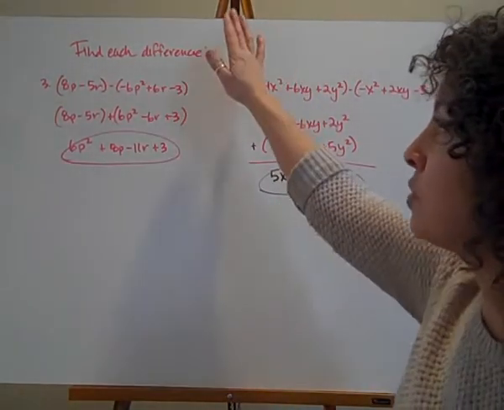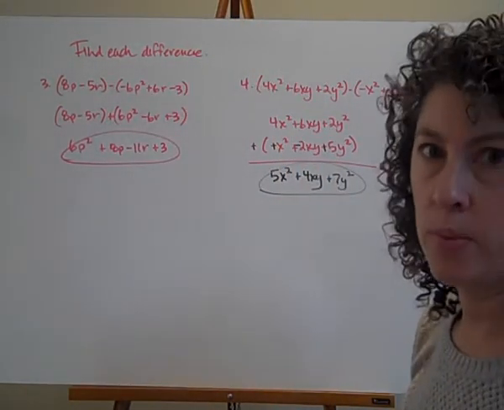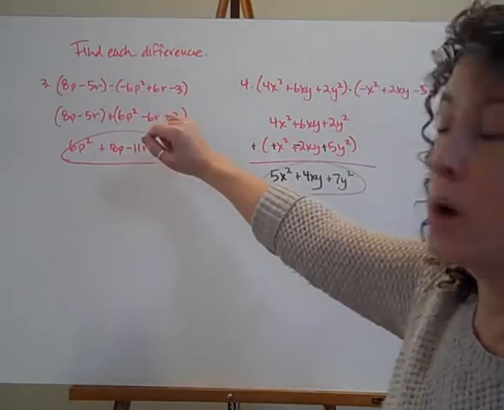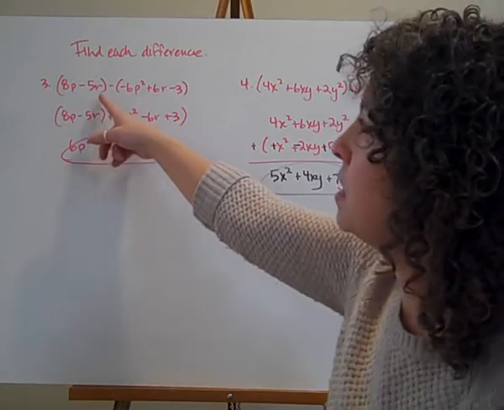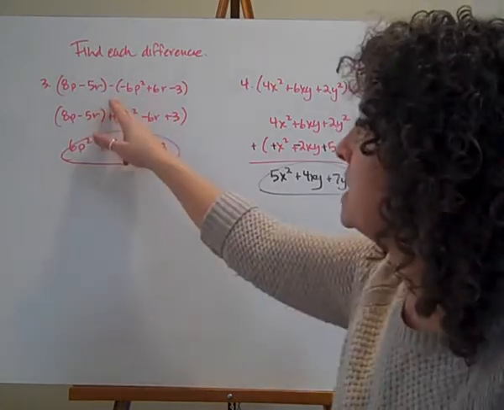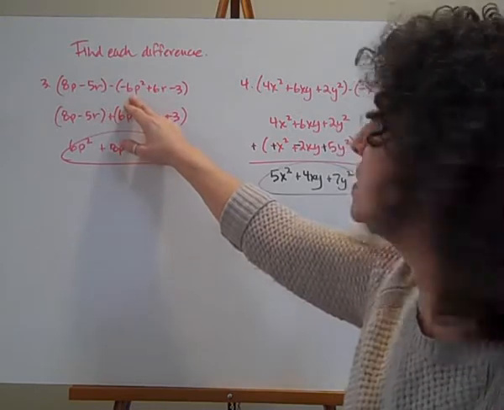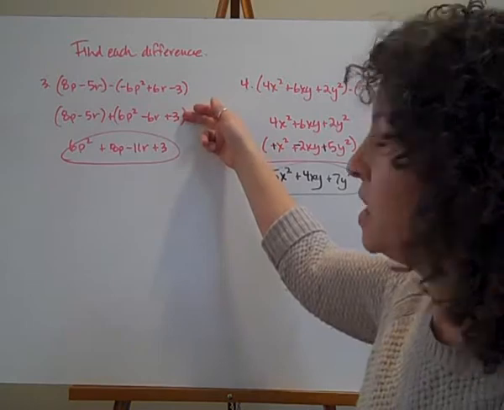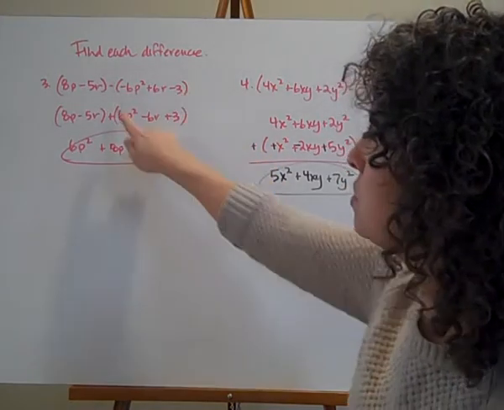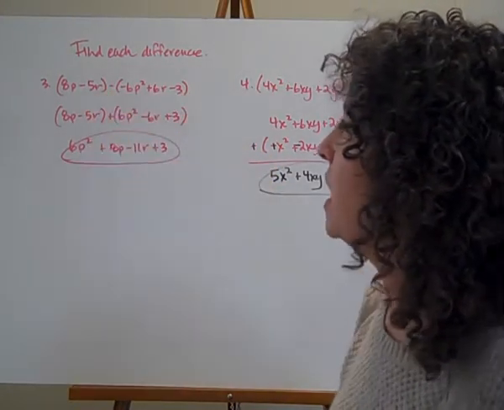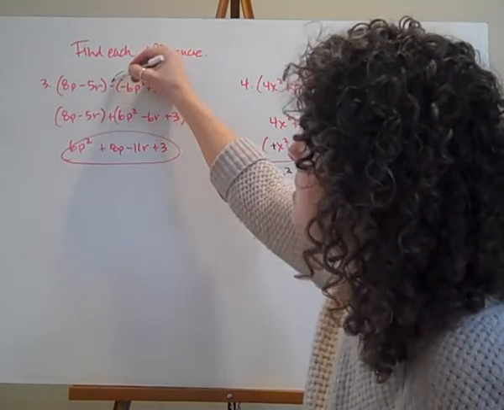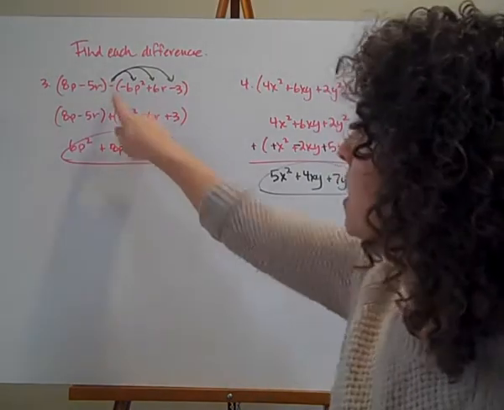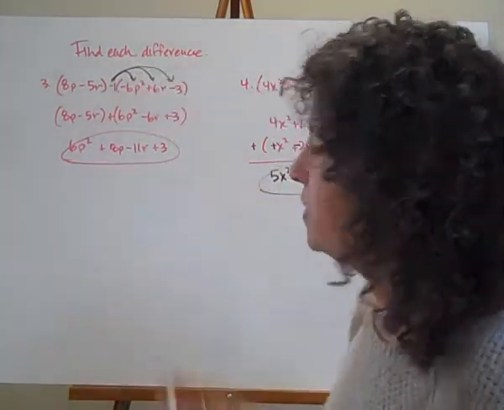So when we subtract, we want to pay attention to our distributive property. What we really want to make sure we don't forget about, especially when we're working with parentheses around our polynomials. So our first difference here is 8p minus 5r minus, and then in parentheses, negative 6p squared plus 6r minus 3. So what I've done here is rewrite it using the distributive property. I've taken my negative and multiplied everything inside those parentheses by a negative 1, because remember, that's like a negative 1 out in front there.